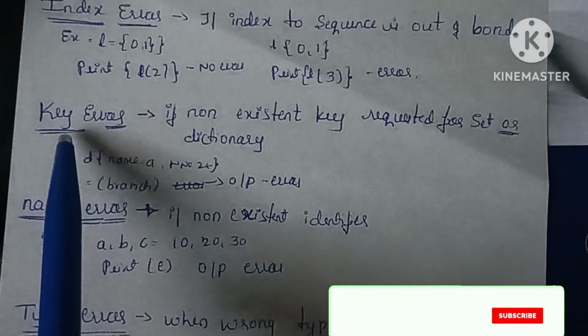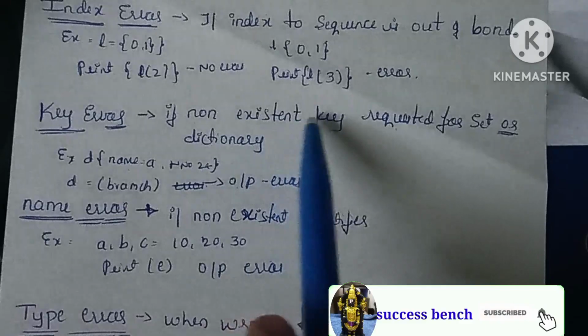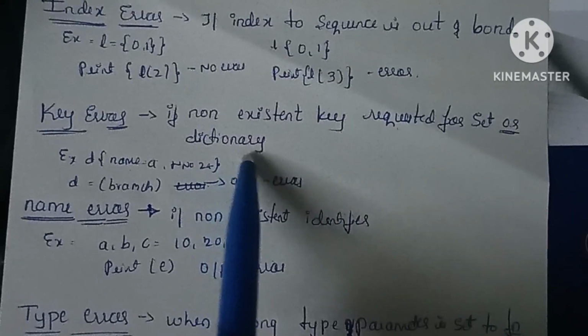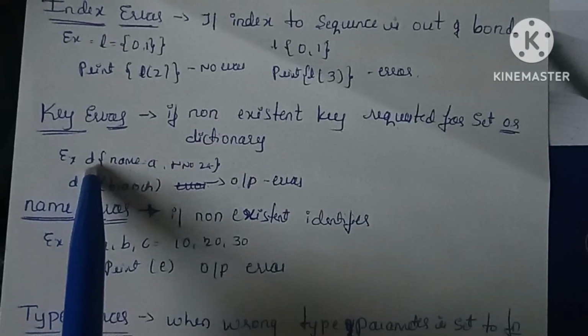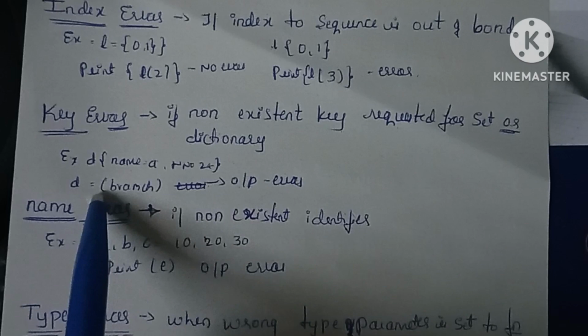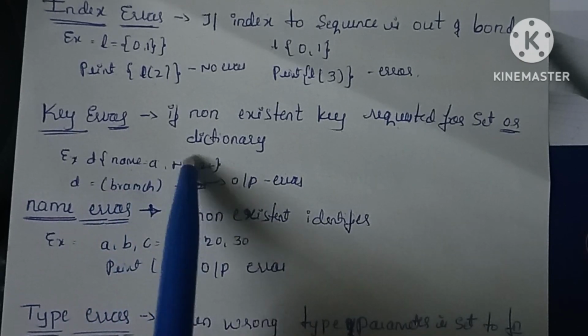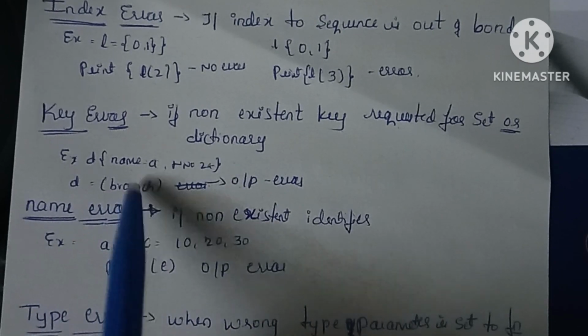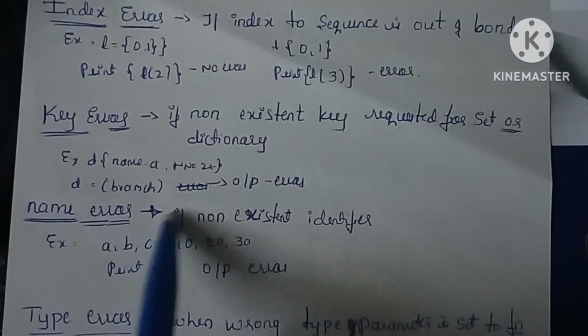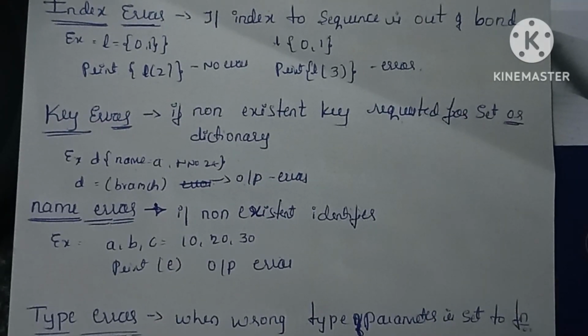The next one is key error. If a non-existent key is requested from a set or dictionary, this is the key error. For example, d equal to name equal to a, roll number equal to 24, and branch. Here we have not mentioned any branch, so if you print branch, then key error will come. That is the key error. Non-existent key.